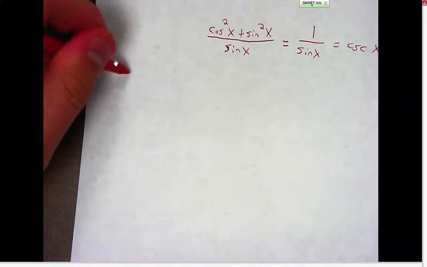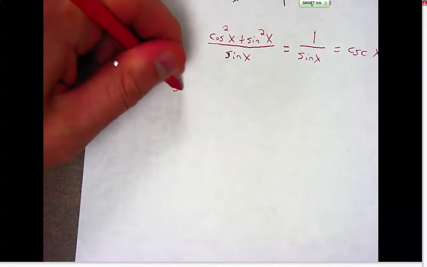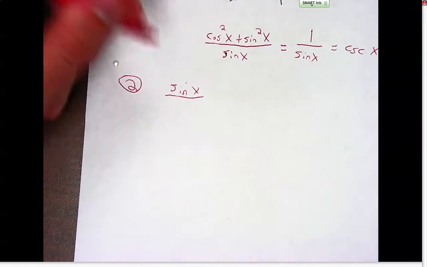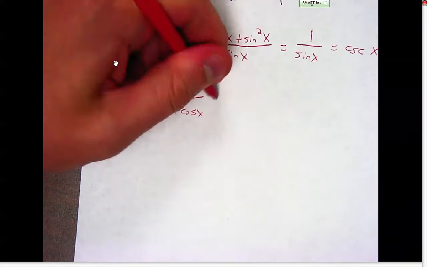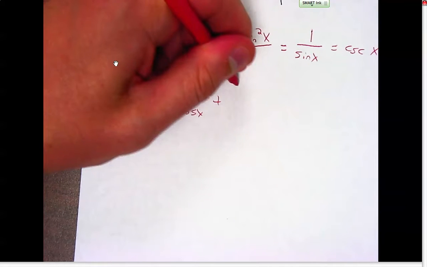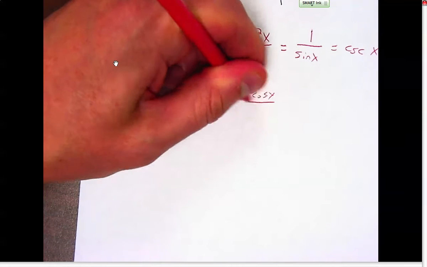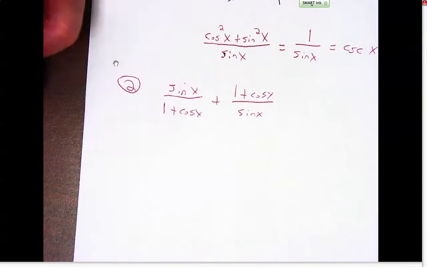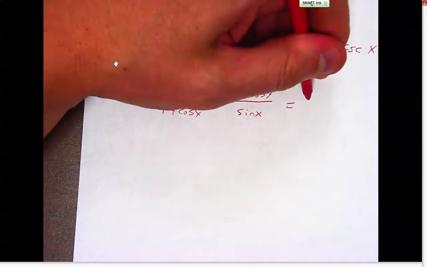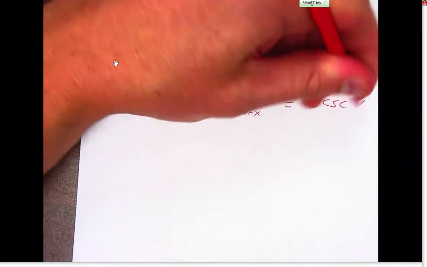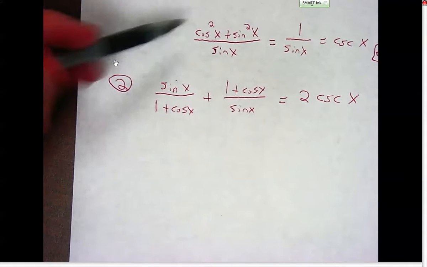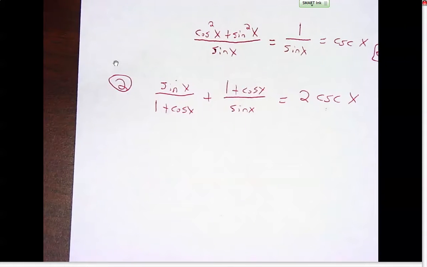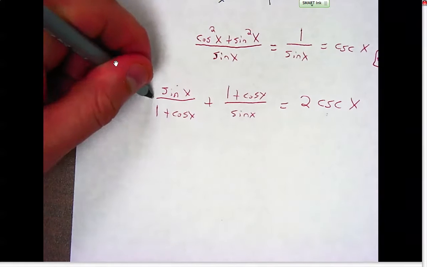Problem number 2 is this big messy fraction. So sine of x over 1 plus cosine of x. And then we're adding to it 1 plus cosine of x over sine of x. So adding a fraction to its reciprocal, and supposedly this is all going to clean up and just be equal to 2 cosine of x. So I'm going to try working on the left-hand side again. I've got these big fractions. Over here I just have one term, so I'm going to try and get a common denominator.